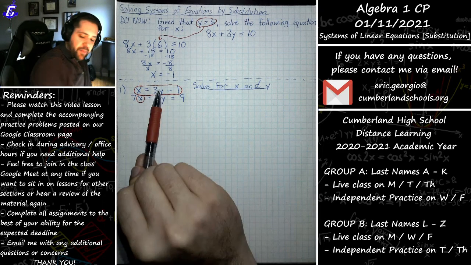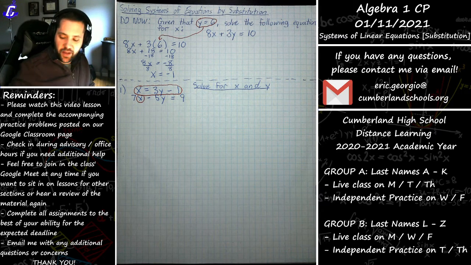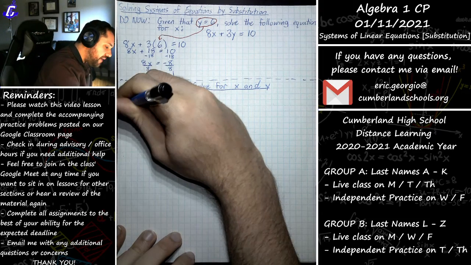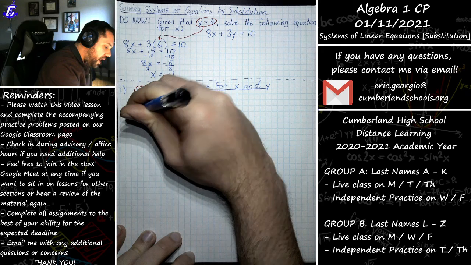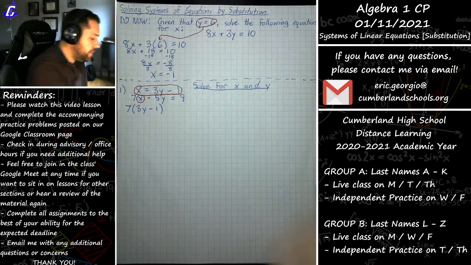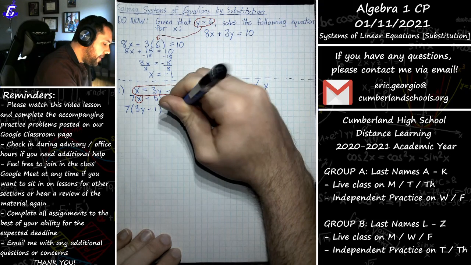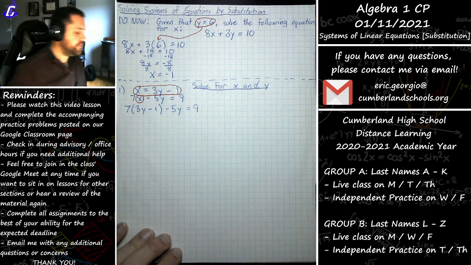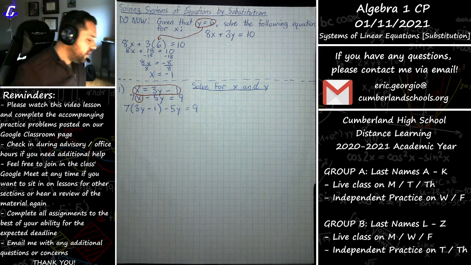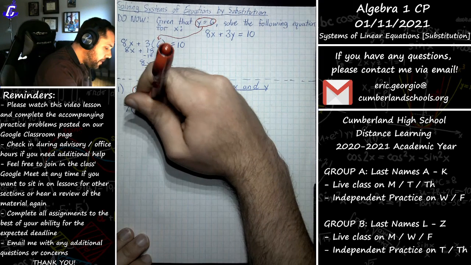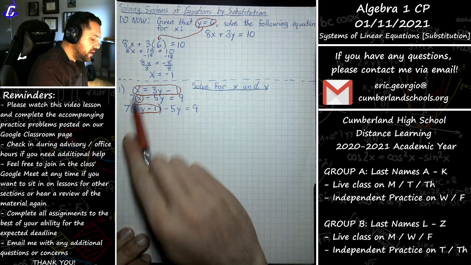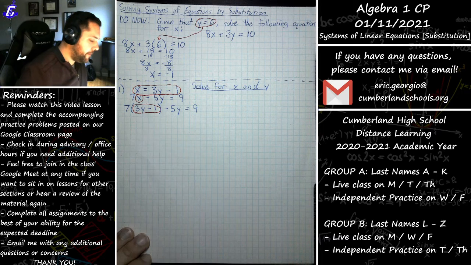So because we notice here that x is equal to 3y minus 1, let's substitute it for the x, and get here that our equation on the bottom is really 7 times 3y minus 1, because that was the value for x that just got replaced, minus 5y is equal to 9. You see how that substitution worked out? We just replaced x with 3y minus 1, which is what we said x was equal to.